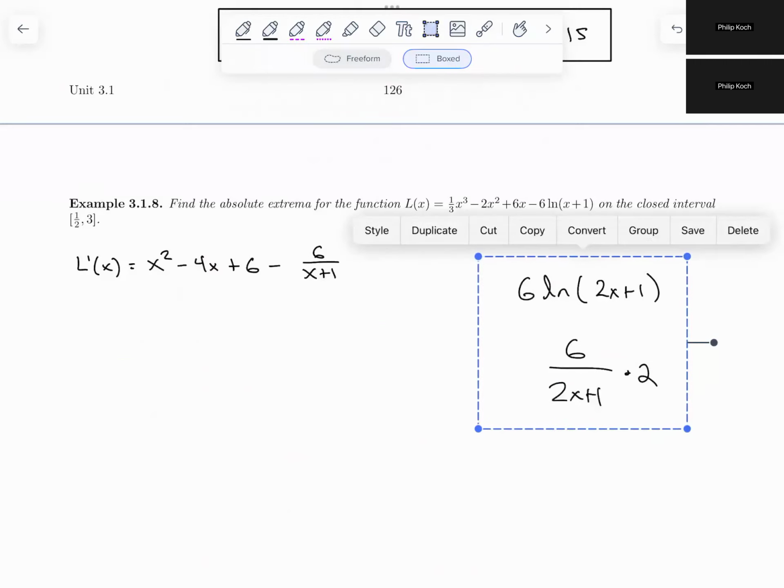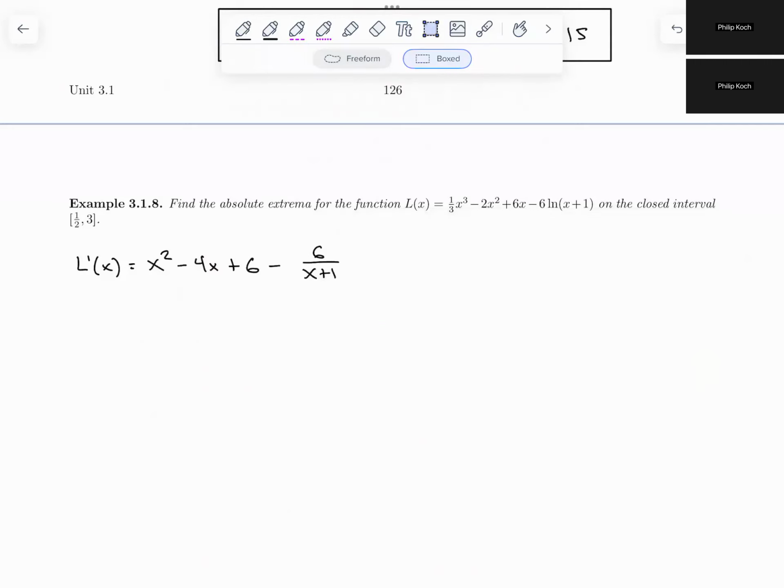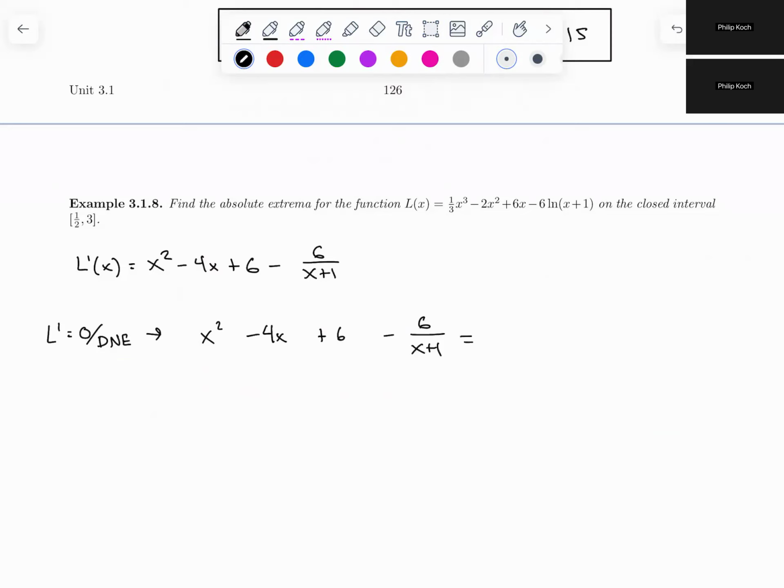So let me delete that. And if we're going to find critical values, we're going to set the derivative, L prime, equal to 0 or d and e. That's x squared. And I want you to leave a little bit of space, then write minus 4x, then leave a little bit of space, then write plus 6, and then leave a little bit of space, and then write minus 6 over x plus 1. We're setting that equal to 0 or where it doesn't exist, or d and e.